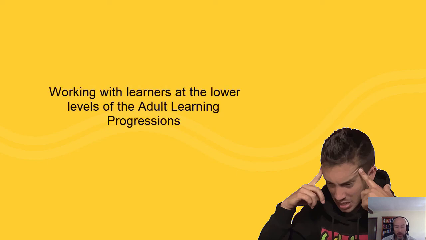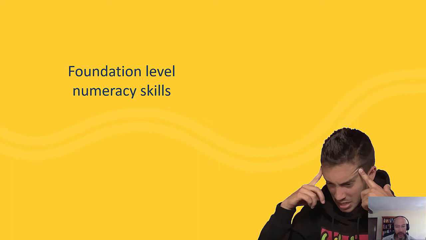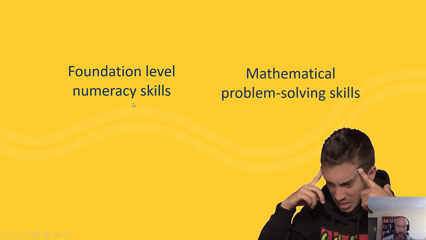Hi everybody. We wanted to share a quick learning sequence that we've been using to transition learners from counting through to being able to partition numbers and so on. And what we particularly wanted to have a look at is how to do that at the lower levels of the learning progressions to develop foundation level numeracy skills and also develop mathematical problem solving skills. So if you've got a few minutes, we thought we might just work through this.